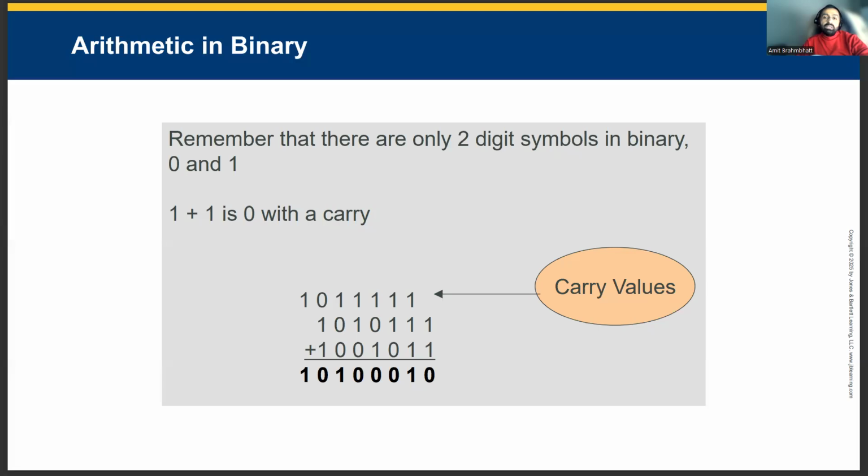Focusing on addition, we can see how addition works in binary because binary has only two digits, 0 and 1. The rules of addition are slightly different from decimal. The key idea is that 1 plus 1 equals 0 with a carry of 1.